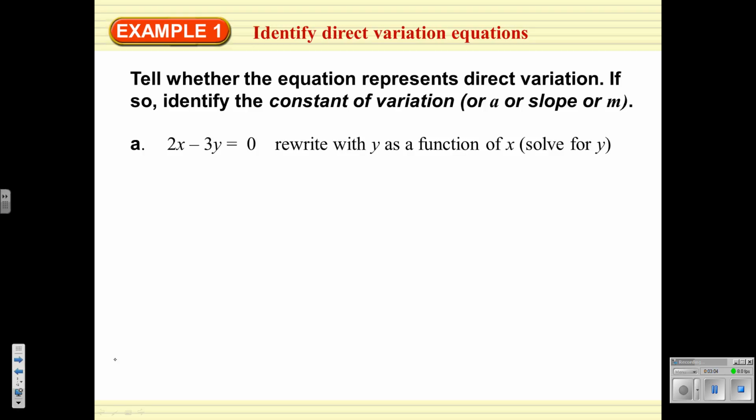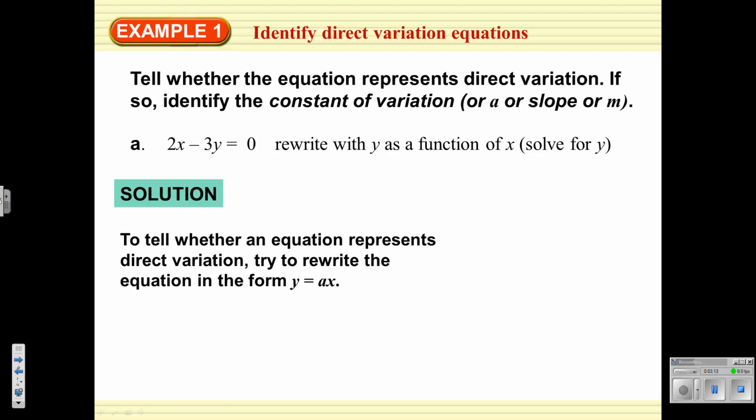The first one being shown is 2x minus 3y equals 0. Let's rewrite this with y as a function of x. In other words, we're going to solve for y. If it ends up in this form with no y-intercept, then it's a direct variation. So we subtract 2x from both sides, and we get negative 3y equals negative 2x. You can already tell, since there's no constant to add or subtract from our x term, we're going to have a direct variation.